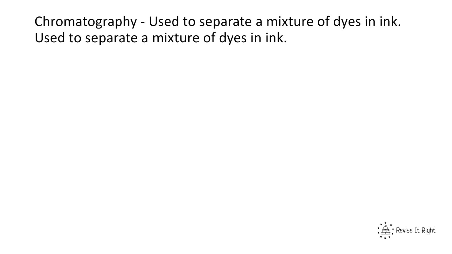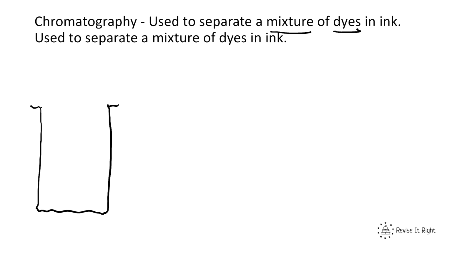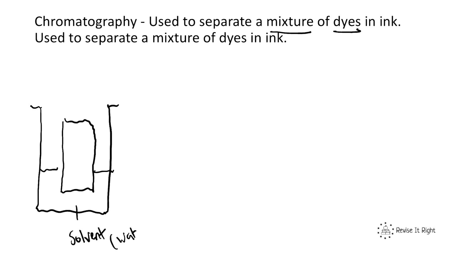Now the first way is using chromatography, and we can use this to separate a mixture of dyes in ink. Okay, so it's used to separate a mixture of dyes in ink. So in chromatography, and you may have done this at school, you have a beaker and you have some filter paper and you have some form of a solvent. Okay, now that solvent can most of the time be water.